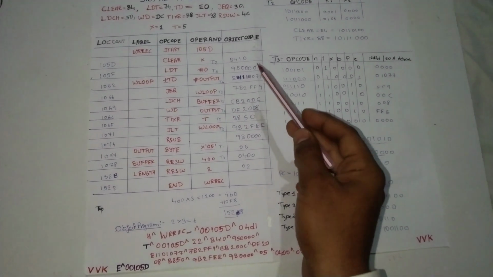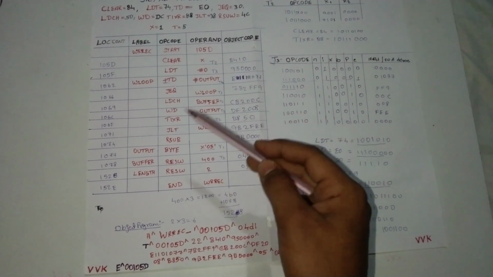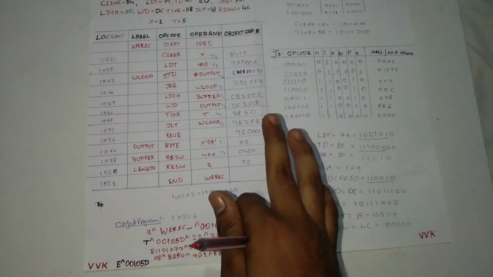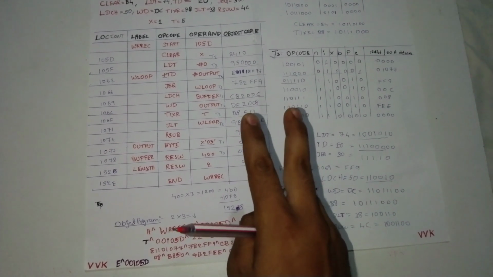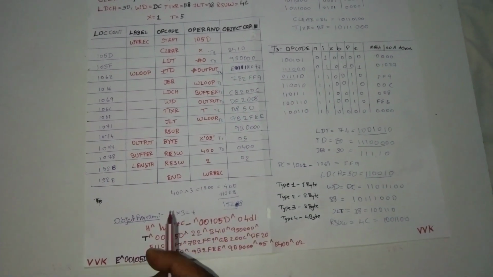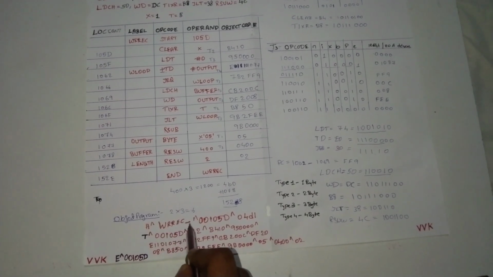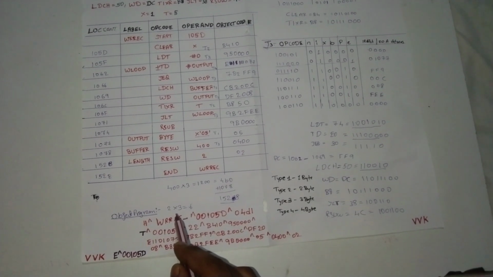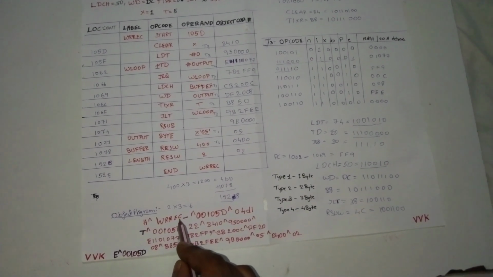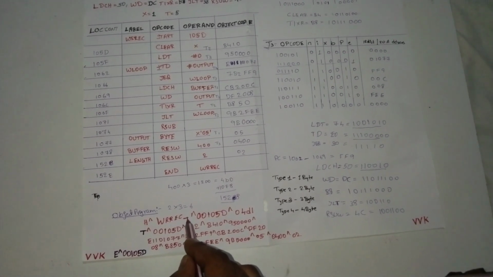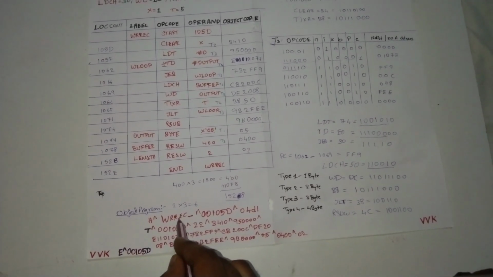And for this object code we have to find the object program. The object program contains mainly three parts, that is the header part, text section, and end section. In the header part we first write the program name that is given in the program, that is WRREC, and it should be of 6 characters. So it is of 5 characters only, so I have left space for the sixth one also.